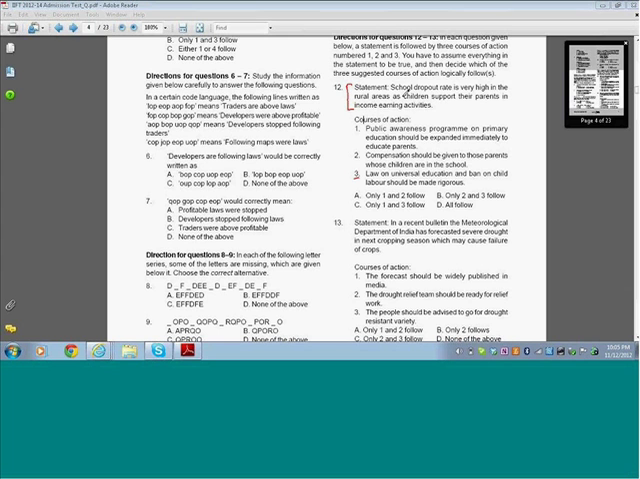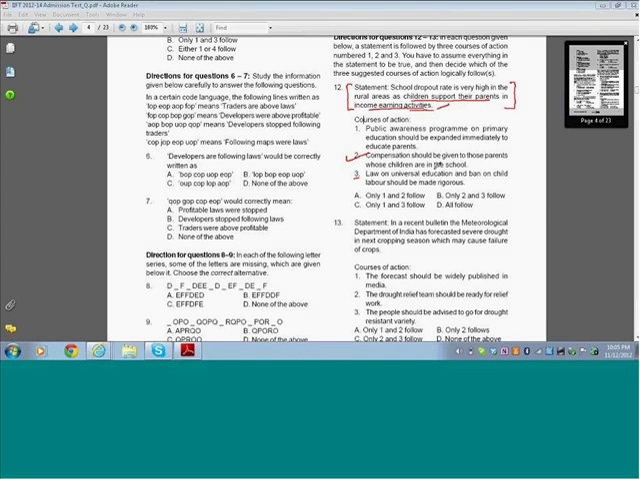Statement: the meteorological department has forecast severe drought in the next cropping season, which may cause failure of crops. So a drought has been forecast, which can lead to failure of crops. What should we be doing? Statement 1: Forecast should be made widely published in the media. Statement 2: Drought relief scheme should be ready for relief work. Statement 3: People should be advised to go for drought resistant variety. So 2 and 3 definitely follow.